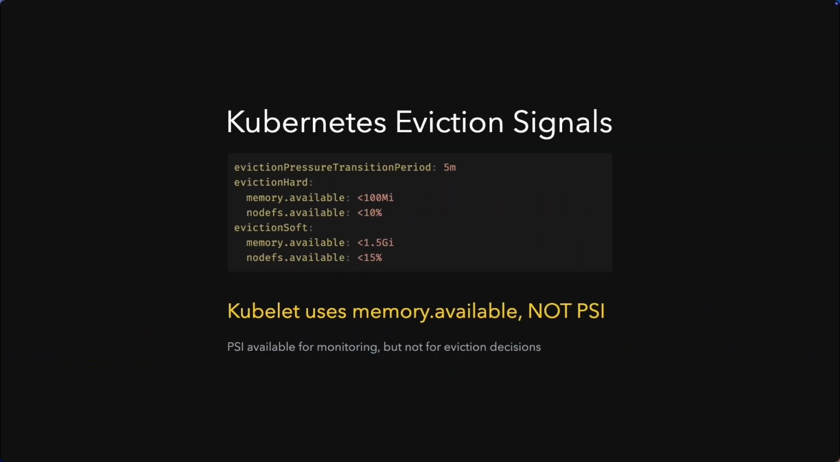As I said before, PSI metrics are available in Kubernetes for monitoring via cAdvisor, but kubelet does not use PSI for eviction decisions. It does not work out of the box. Eviction is based on memory.available and not memory.pressure. Custom controllers can be built to use PSI for proactive decisions, but this requires additional tooling beyond kubelet.